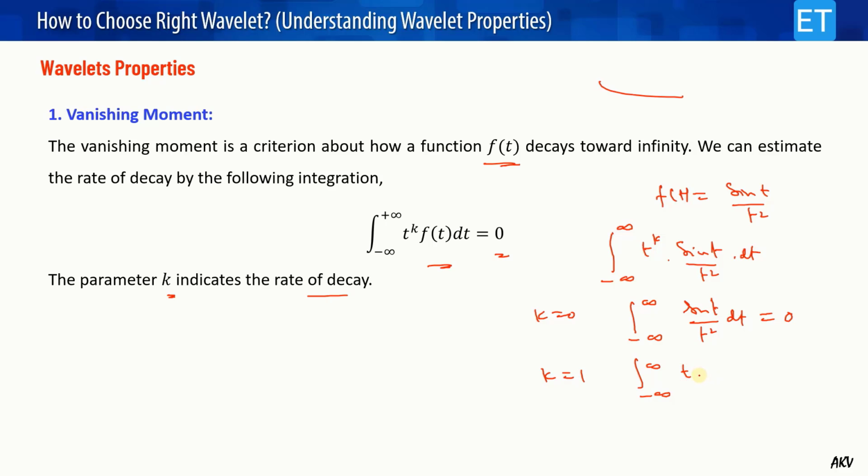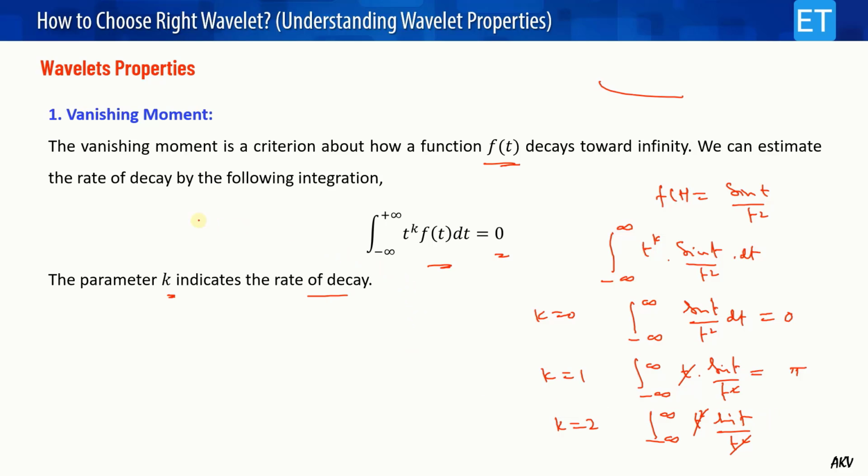And this is t sine t upon t square. So this t to t cancels, and we only get sine t upon t. So this equals pi. So this integration converges. And if I choose k equal to 2, then this will be the integration from minus infinity to plus infinity of t square sine t upon t square. So this is the integration of sine t, which will not converge.